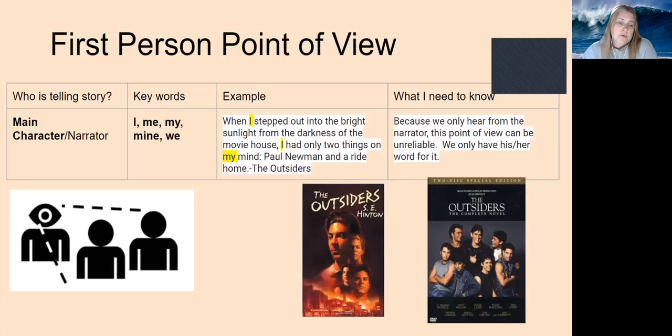First person point of view. The Outsiders is another example of a first person narrator, in which you see keywords such as I, me, my, mine, and we. The example states, when I stepped out into the bright sunlight from the darkness of the movie house, I had only two things on my mind, Paul Newman and a ride home. You see those keywords, I and my.